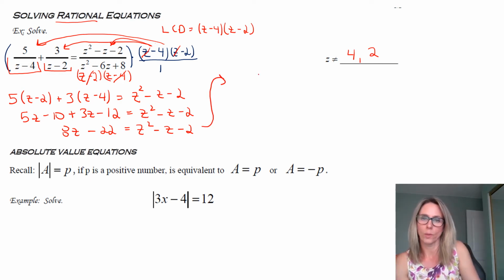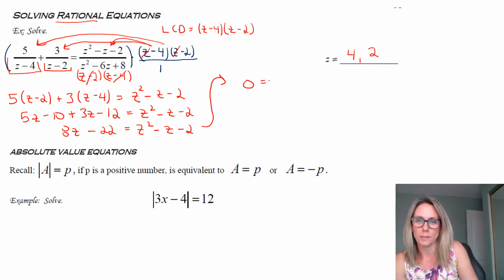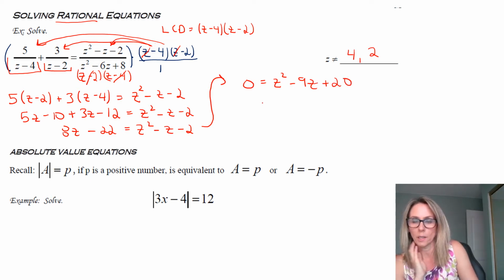So now I'm going to bring everything to the right side so that I have a positive z squared. Then I'm going to subtract 8z to get minus 9z. I'm going to add 22 to get a positive 20.